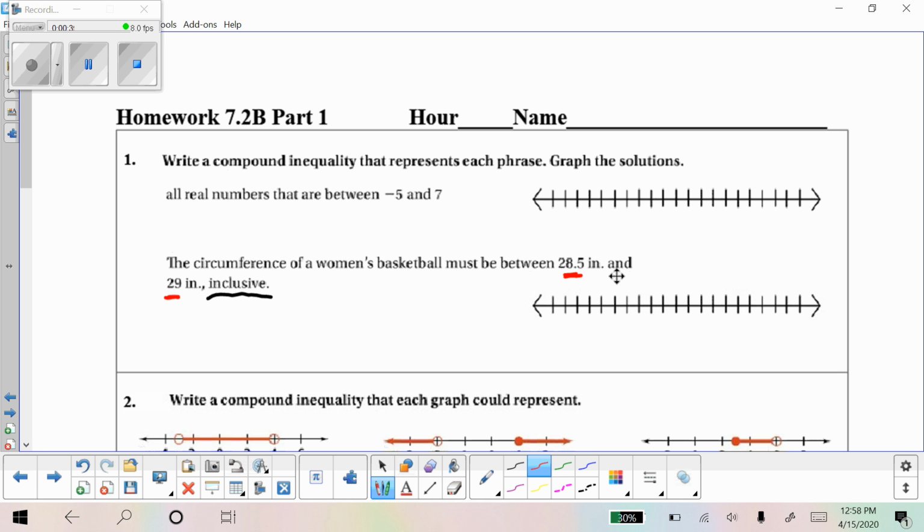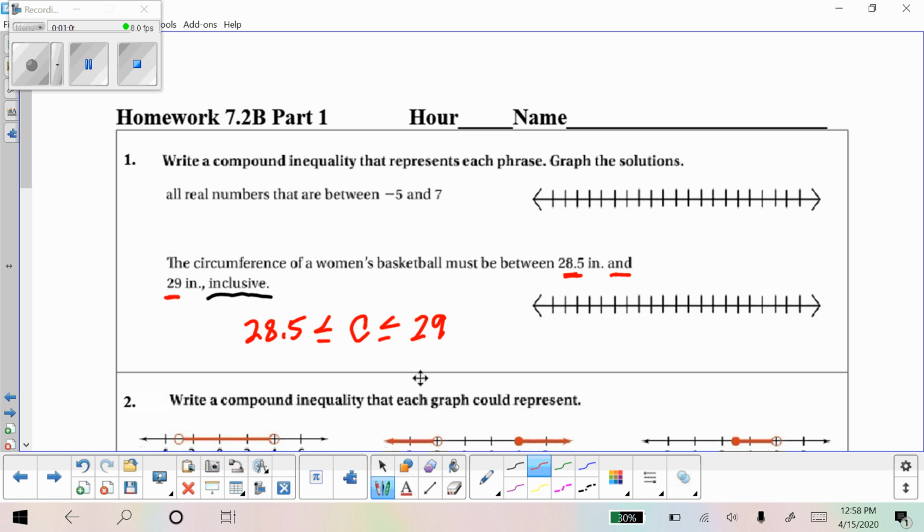inequality. Now, the word and means that we can combine them both into one. So start with your smaller number, 28.5, then a less than or equal sign, then a letter to represent whatever you're doing here. In this case, it's the circumference. And then less than or equal sign again, and the bigger number of the two.